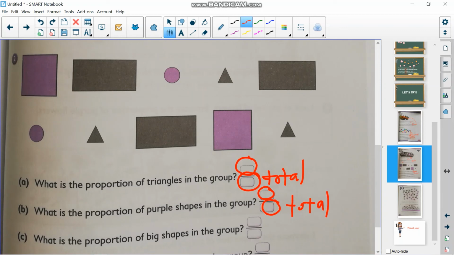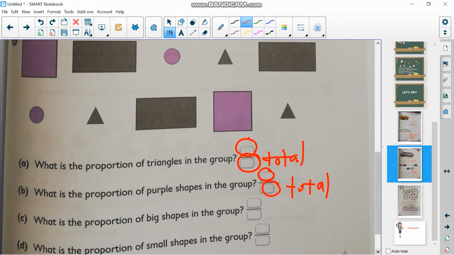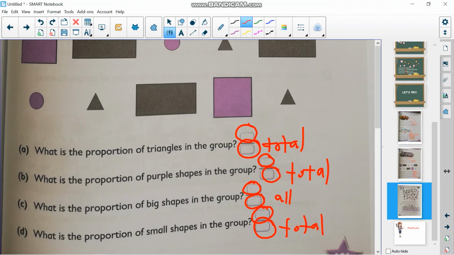What is the proportion of the big shapes in the group? Here, count the number of big shapes, and again here the total, all of the shapes. What is the proportion of the small shapes? Write it in the numerator, and the denominator, again, is the total of all the shapes.